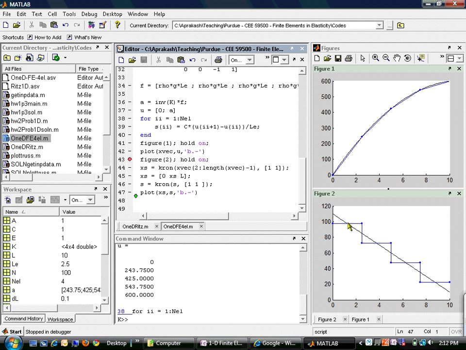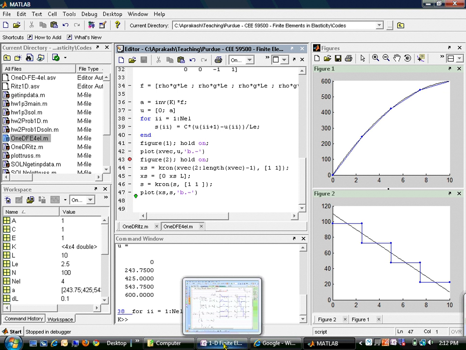And once again, if you keep on including more and more elements, more and more points, these approximations will keep on getting better. And later on, we'll also see what is the rate of convergence. If you double the number of shape functions, this error will go down by 4, but this error will go down only by a factor of 2. So the rate of convergence to the exact solution in the derivative is lower than what it is for the displacements.